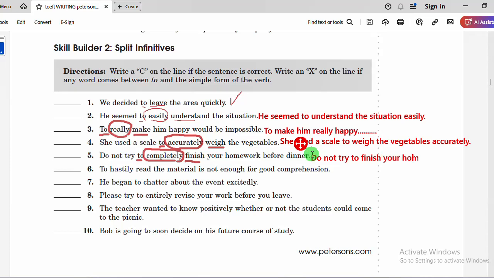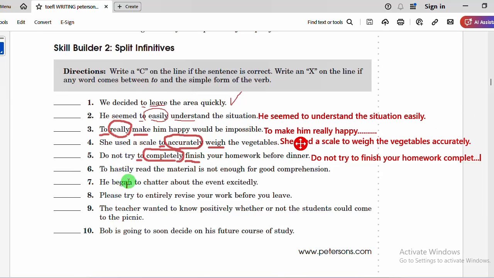your homework completely before dinner, and so on. Do not try to finish here your homework completely before dinner. Okay, sentence number 6 here. To hastily read the material is not enough for good comprehension.